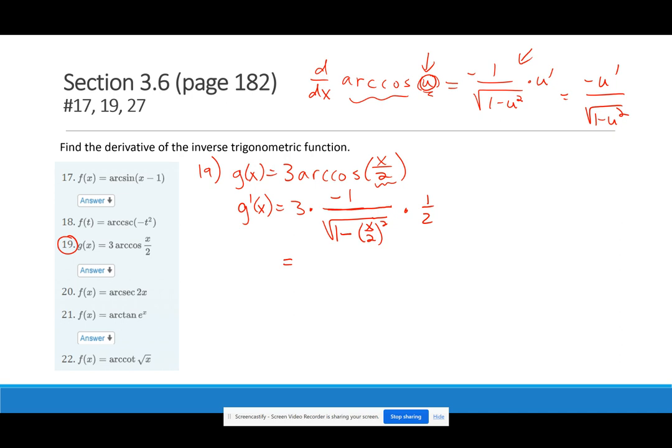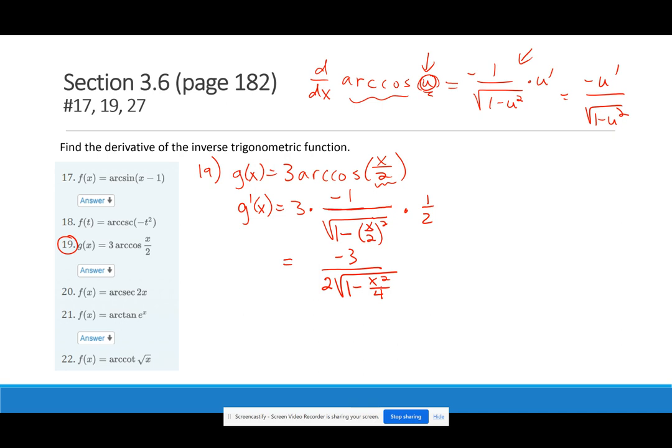And then I'm going to work on just cleaning this up as much as I can. So that would be negative 3 kind of on top, the 2 down here. And this would be 1 minus an x squared. X over 2 squared would be x squared over 4. X squared over 4 there. Ooh, I wonder how much simplifying you're expected to do on this. I guess I'll show you.